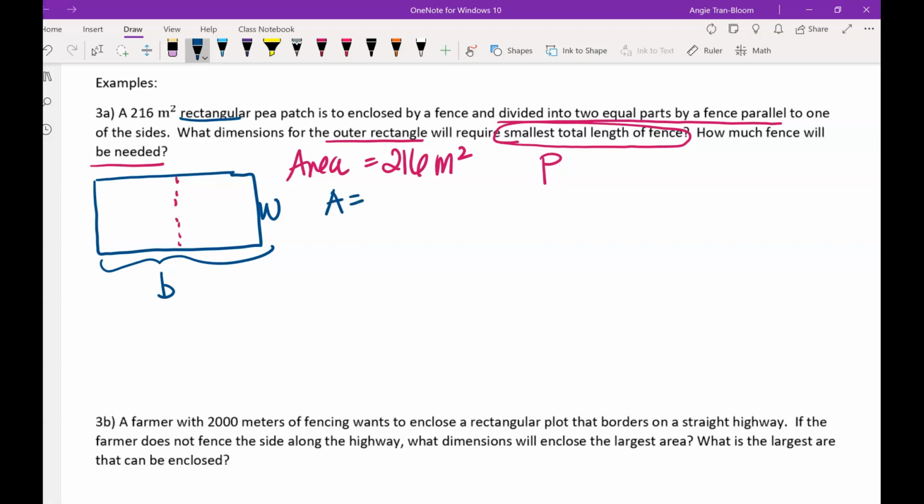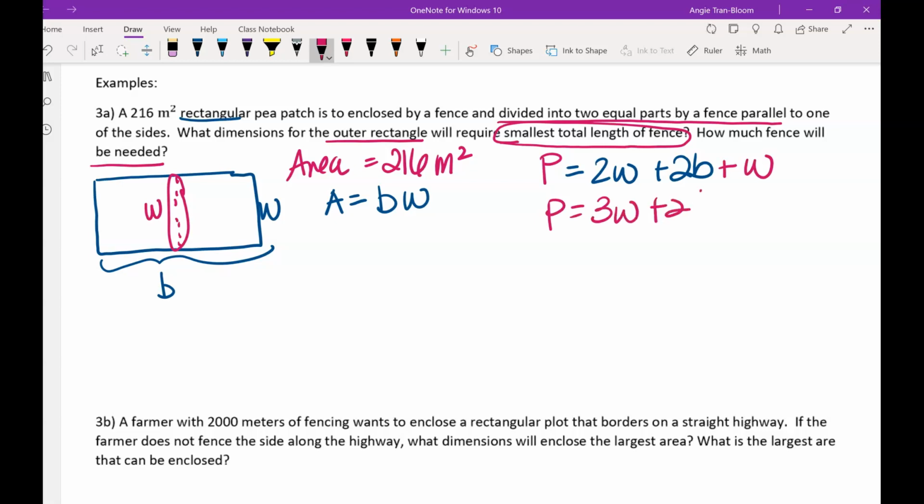So area, students, is gonna be base times width. Okay. Perimeter, I'm gonna have 2 widths plus 2 base, okay? But because of this extra fence here right in the middle, that's an additional width. So really, that's 3 widths. So now perimeter is 3 widths plus 2 base. All right, guys? Now, just like all other previous questions, you guys have to rewrite your equation with respect to one variable. Let's do W. So 3W plus 2, and we need to find this base.